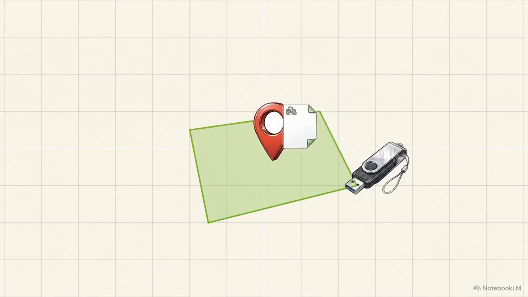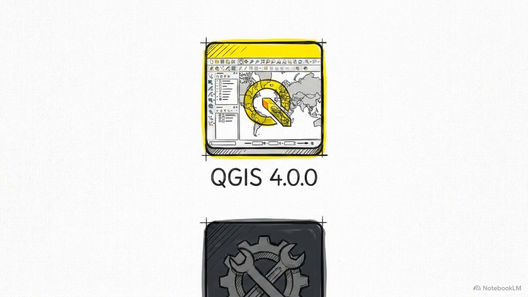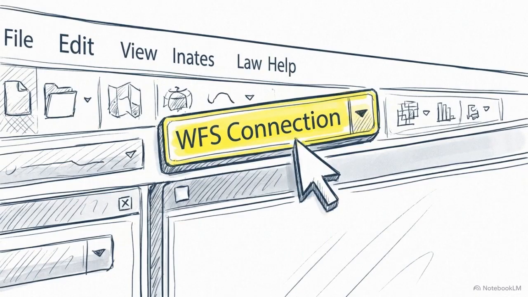using a simple USB drive. Completing this process ensures your planting and fertilizing schedules are never delayed by a lost connection. Before we begin routing data, ensure your system is running QGIS version 4.0.0 or higher and the Leaf Engines plugin version 1.0.4. Step 1 is establishing our geographic foundation.